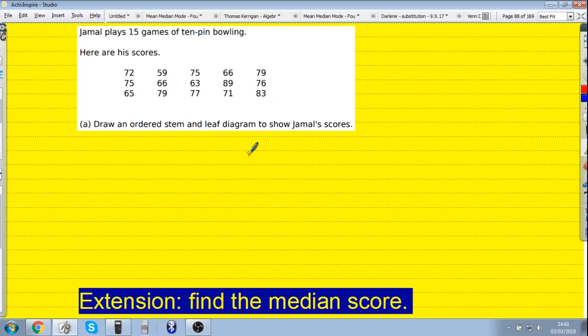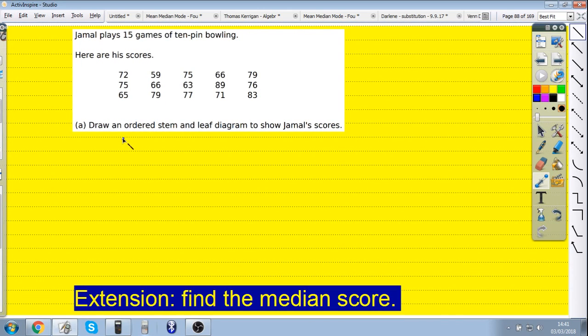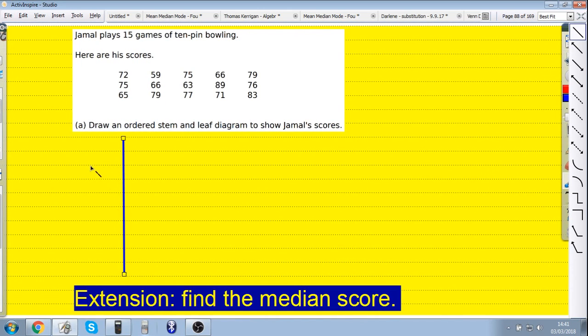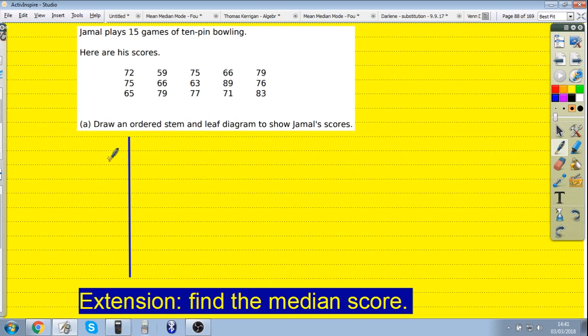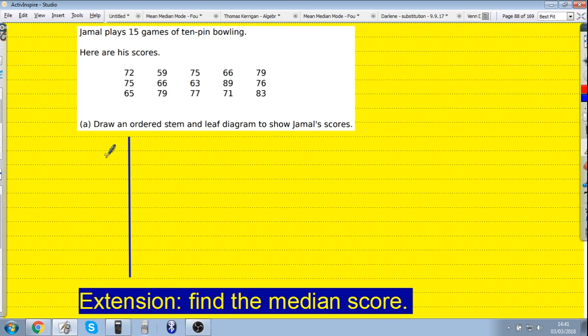Okay, draw an ordered stem and leaf diagram. How do you do that? So would you just do a graph, just a regular graph really, where there's one vertical line and one horizontal line? Right. And then one side showing the scores. So smallest number is 59, biggest number's 89.